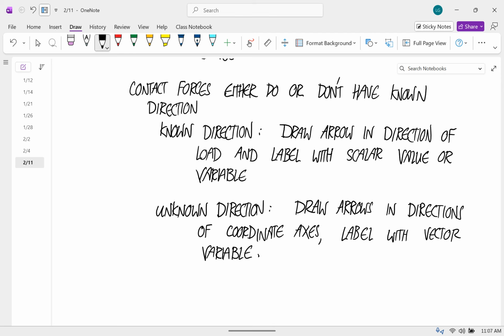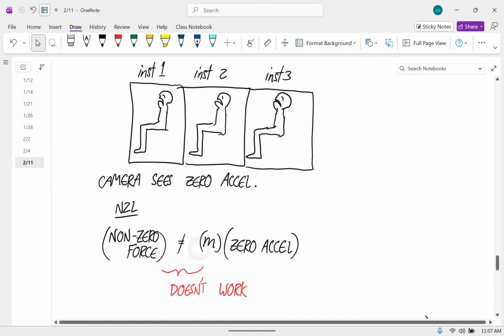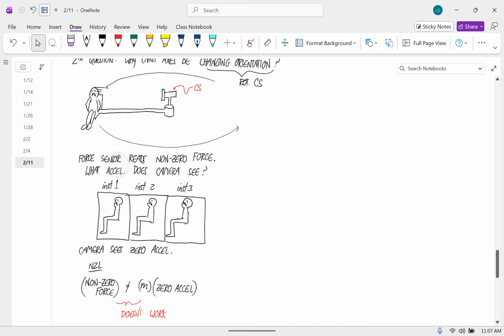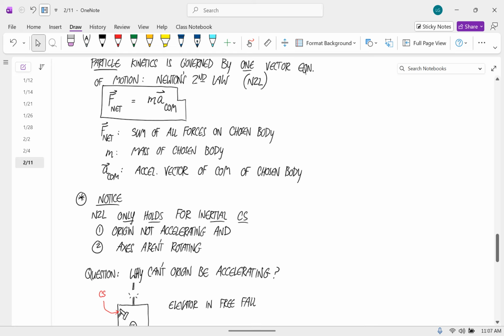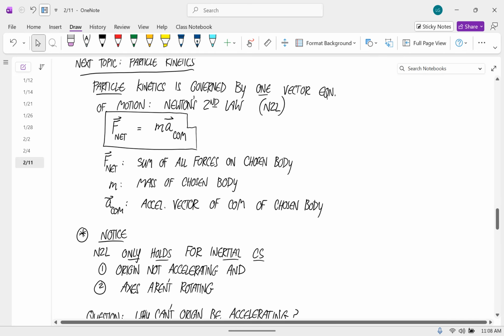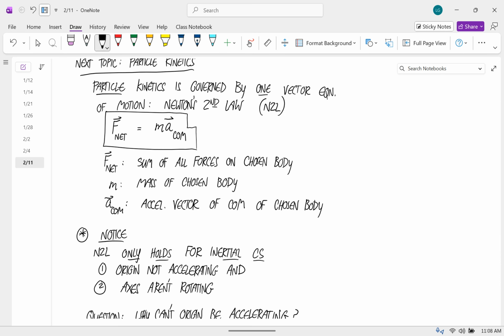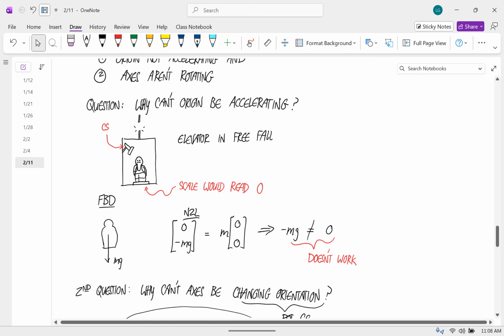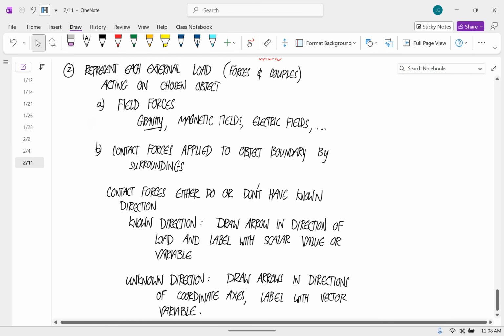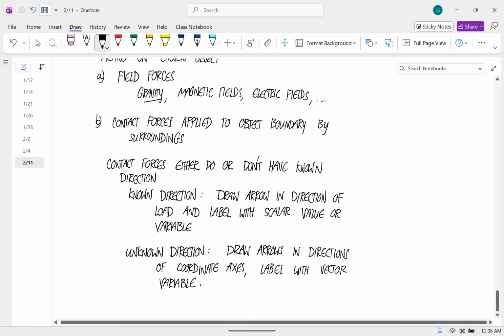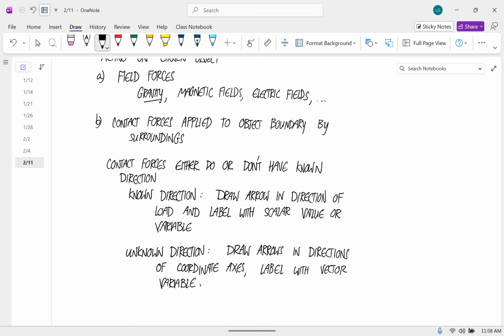Okay, I want to say one thing that I sort of glossed over. Notice that when I defined Newton's second law, I said that F net on the left side of this equation is the sum of all the forces acting on the chosen body. But now, notice that when I talked about how to represent them in the free body diagram, I only talked about the forces that are acting on the boundary. I didn't talk about any forces that are happening between things inside the boundary.